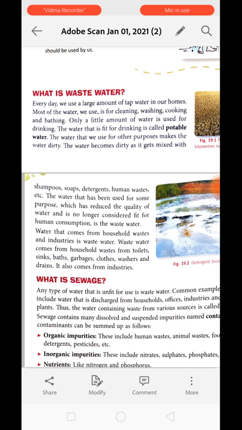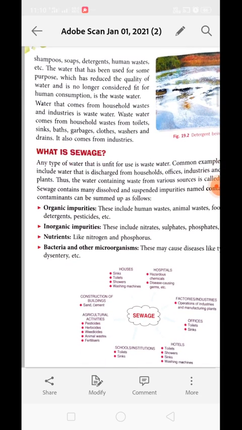The water that comes from household waste and industries is wastewater. Wastewater comes from household waste, from the toilet, sink, bath, garbage, cloth washing, etc. It comes from industry as well. Understood? Now, what is sewage?